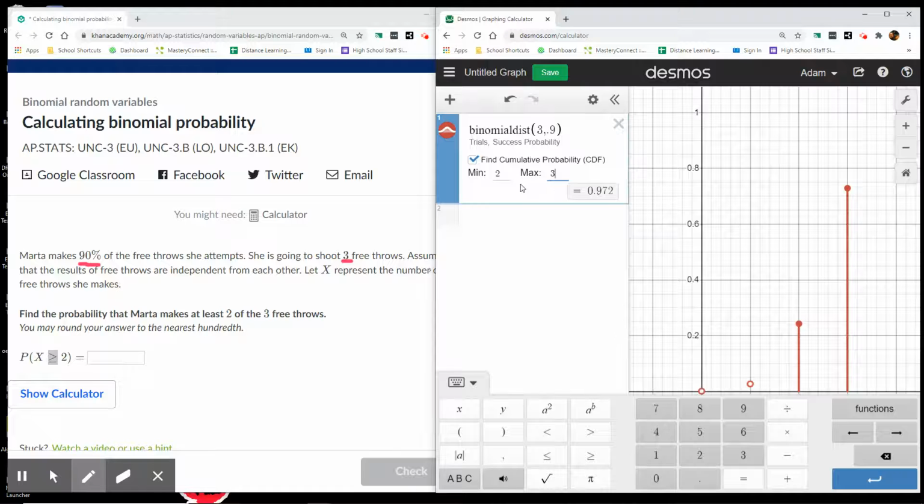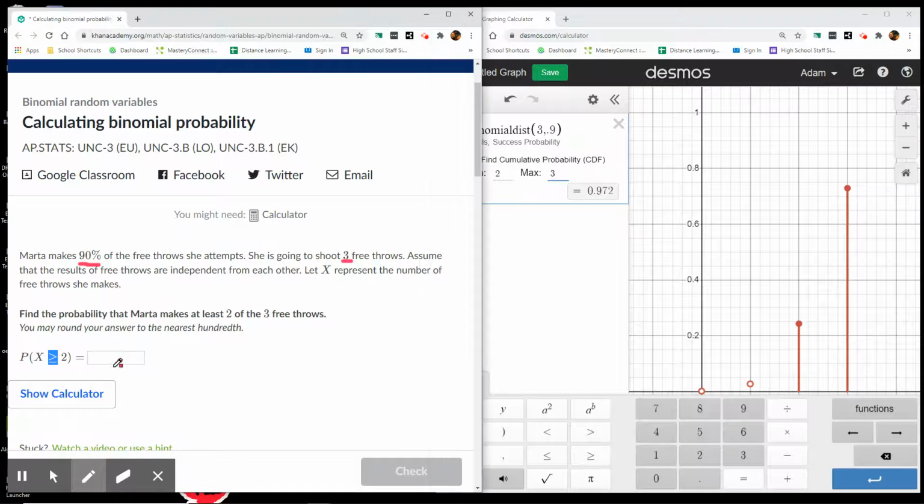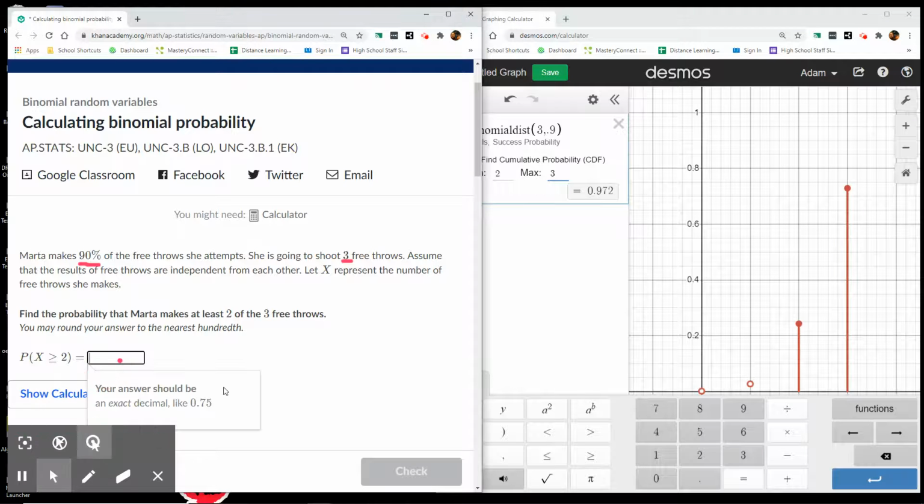So we want to know 2 or 3, and it calculates that for you right here. So the probability here is 0.97.